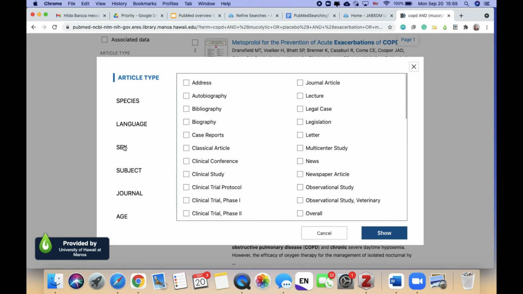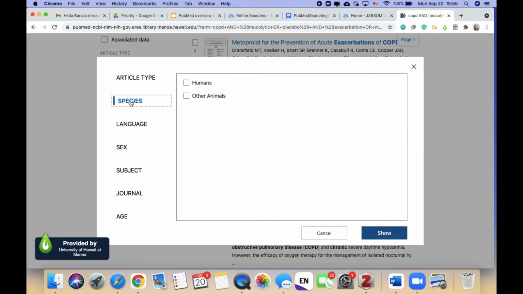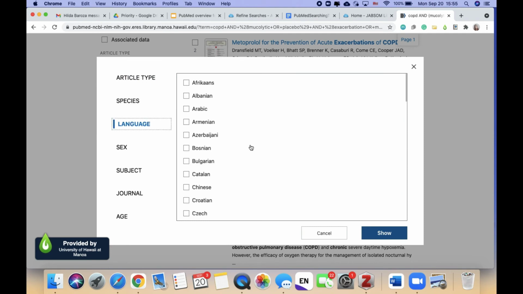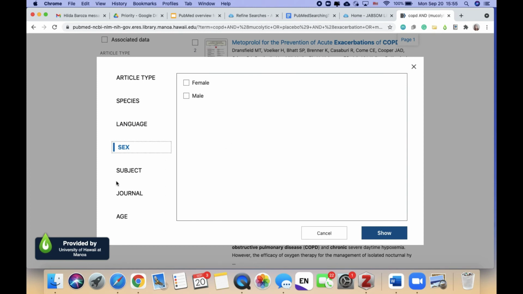But what I'm looking for are age groups. So there's also species. I can limit to actual human studies. I can limit to language. I can limit to sex. And then this subject, this would just help you limit to these very specific topics.